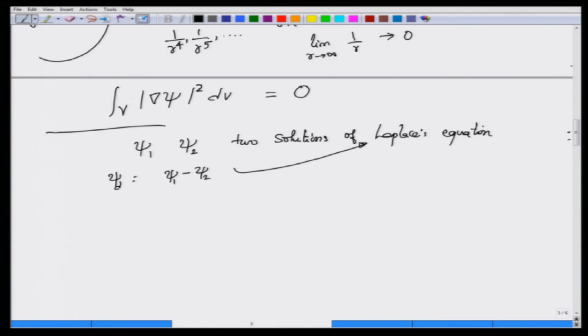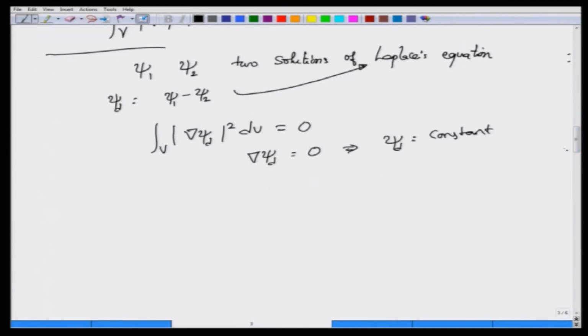This expression is completely independent of what type of potential function I choose. So, I can put this psi d into this expression and see that the integral of del psi d gradient square dV must be equal to 0. Now, the only way this can happen is when the gradient of the difference potential is equal to 0, which immediately tells you that psi d must be equal to a constant. Only then would the gradient of that constant, which is essentially the slope of that surface, be equal to 0.